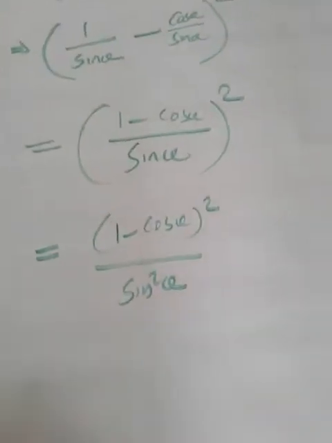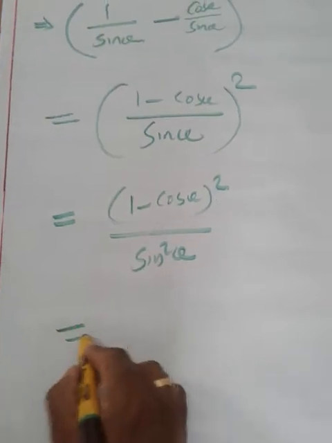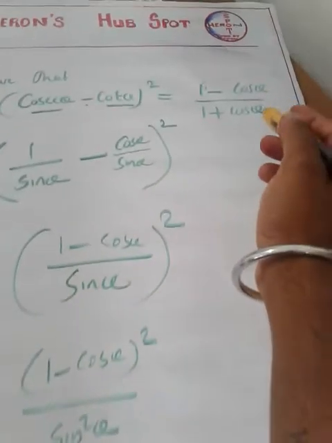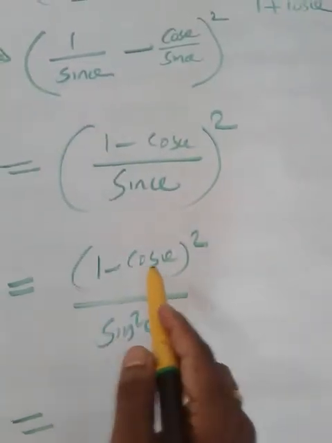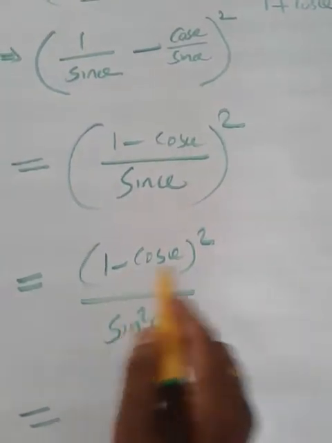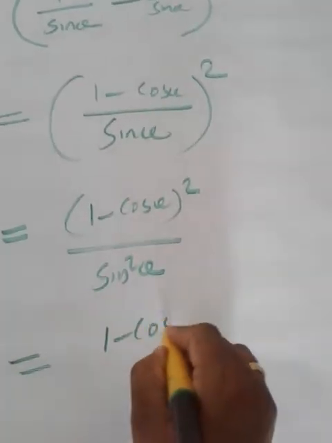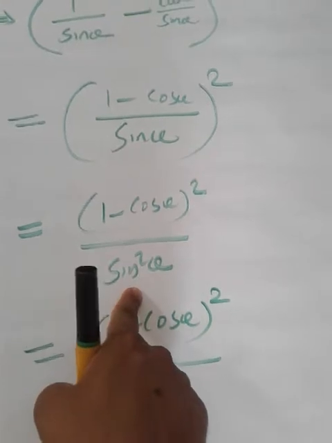Okay, and now you see, I am not going to disturb the numerator. Why? Because the RHS side is containing 1 minus cos theta in the numerator, so we have almost reached there. So I am not going to disturb the numerator. Let me write the numerator as it is. And now you just see, I have to change the denominator.